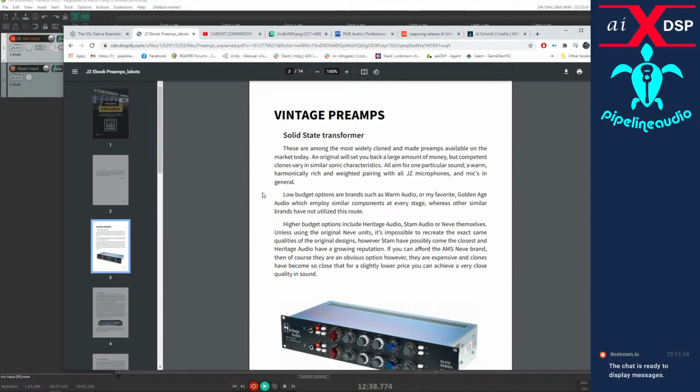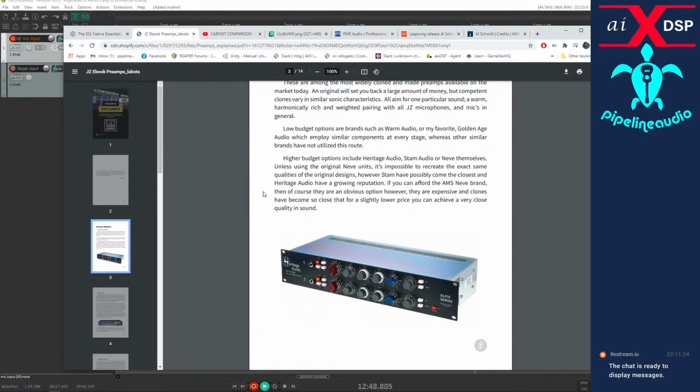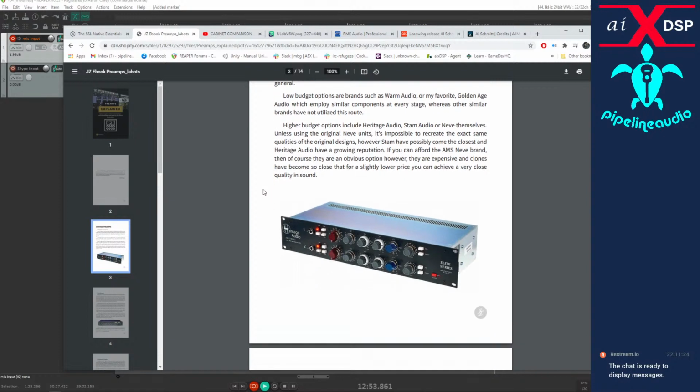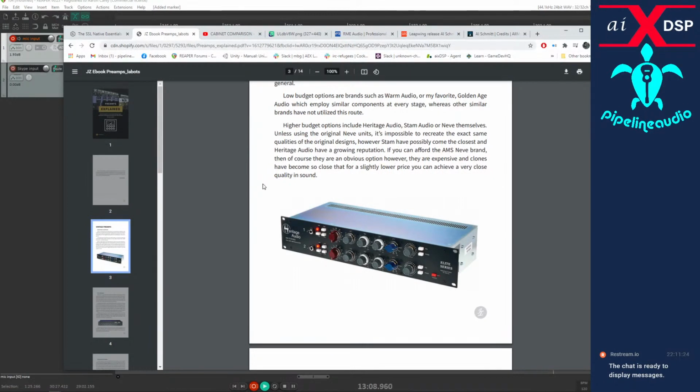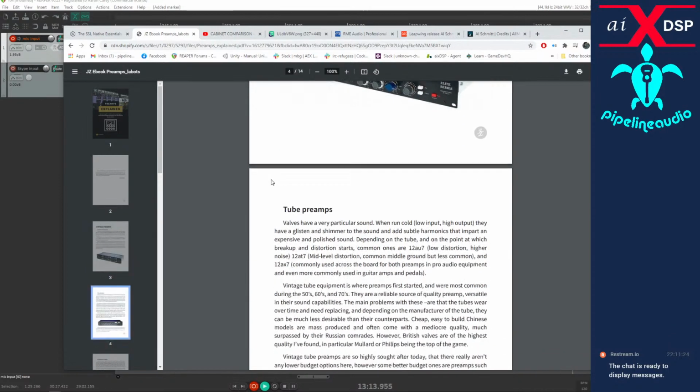Vintage preamps with a solid-state transformer all aim for one particular sound, a warm, harmonically rich, and weighted pairing with all JZ microphones and mics in general. Let's see. They talk about cheaper Neve clones, and they've become so close that for a slightly lower price you can achieve a very close quality in sound. What is that quality? Unless using the original Neve units, it's impossible to recreate the exact same qualities of the original designs. Is that true? What happens when you measure these things and you get the exact same thing out of it?